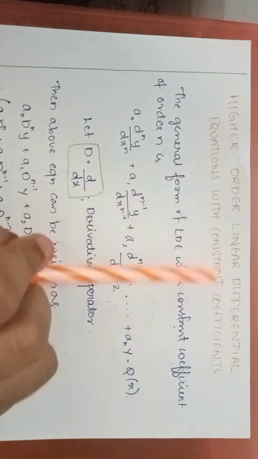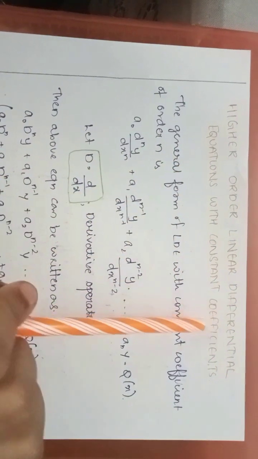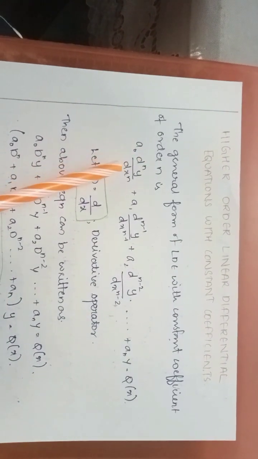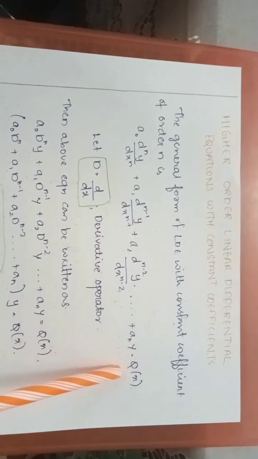Today's topic is higher order linear differential equation with constant coefficients. So the general form of this linear differential equation with constant coefficient is a naught into d raised to n by dx raised to n of y plus a1 into d raised to n minus 1 by dx raised to n minus 1 of y, etc. up to an into y is equal to q of x.